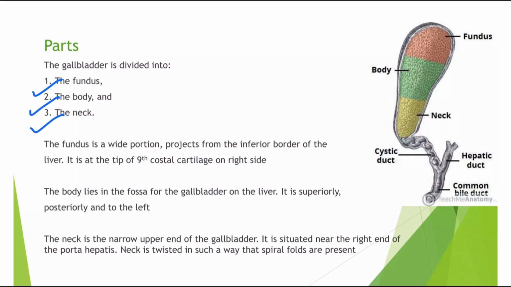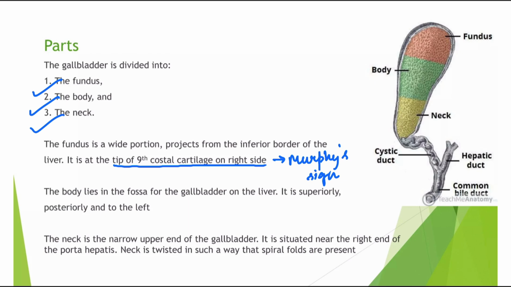The important thing is that the tip of the gallbladder lies at the tip of the ninth costal cartilage on the right side. This is the significance of Murphy's sign. That is a very important clinical sign in acute cholecystitis, in which when we press at the tip of the ninth costal cartilage on the right side, the patient winces with pain.